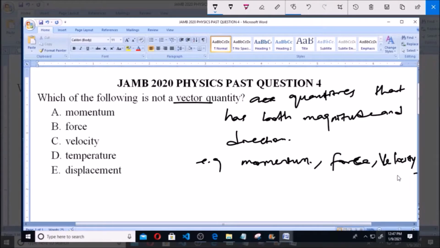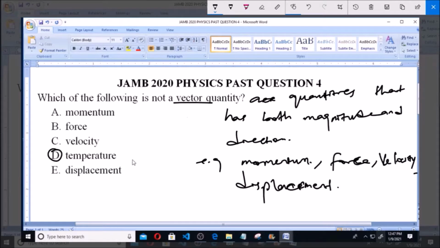Then we also have displacement. Displacement is defined as the distance covered with specific or specified direction. Now you see that all these words have both magnitude and direction. But now looking at option D here that says temperature.